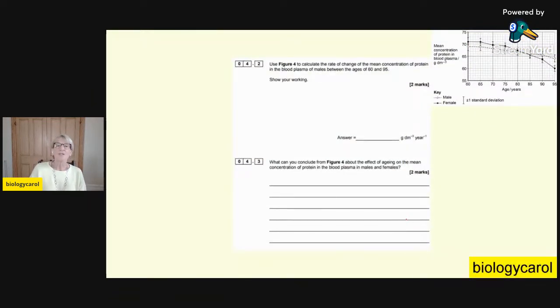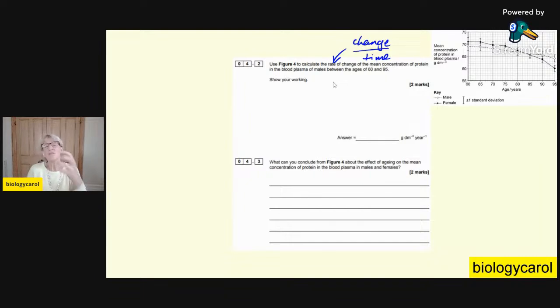Use figure 4 to calculate the rate of change of the mean concentration of protein in the blood plasma of males between the ages of 60 and 95. Well, rate, I always say, if you don't like the word rate, substitute it for the word speed, because speed is a very particular type of rate, because rate is about the change that happens divided by the time that it's taken. Speed is the change in distance. How far have you gone divided by the time that it's taken?